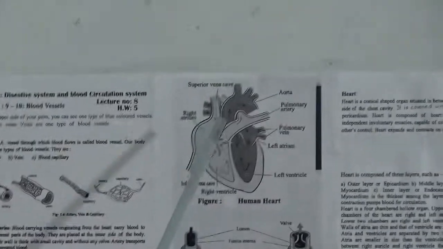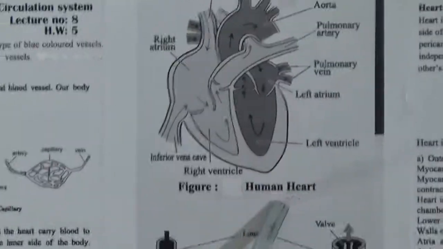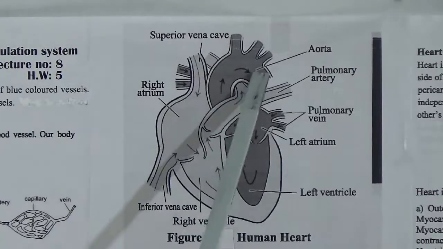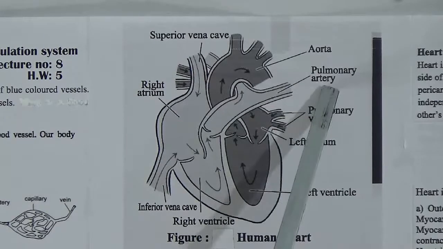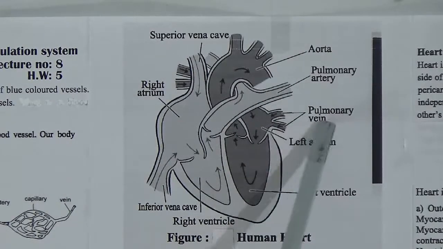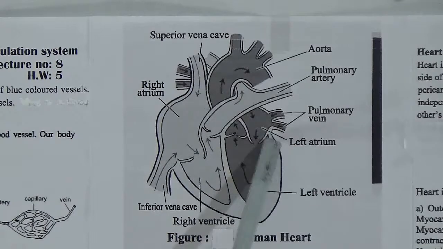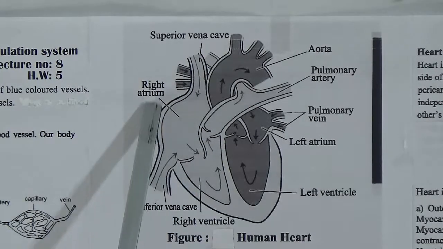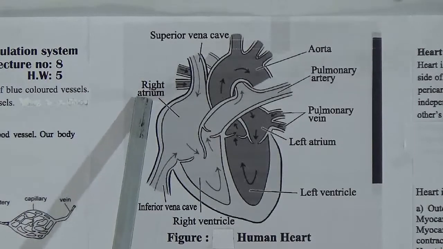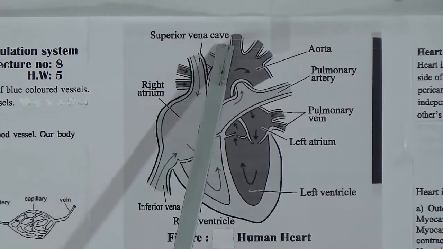Now, if you see this picture, this is the human heart, and this is called aorta, and this is pulmonary artery, and this is pulmonary vein, and this is left atrium, and this is left ventricle, and this is right ventricle, and this is inferior vena cava, and this is right atrium, and this is superior vena cava.